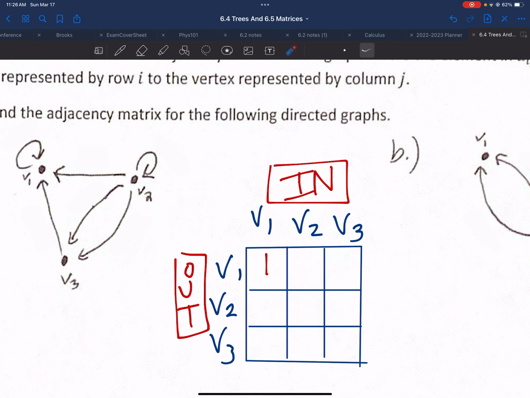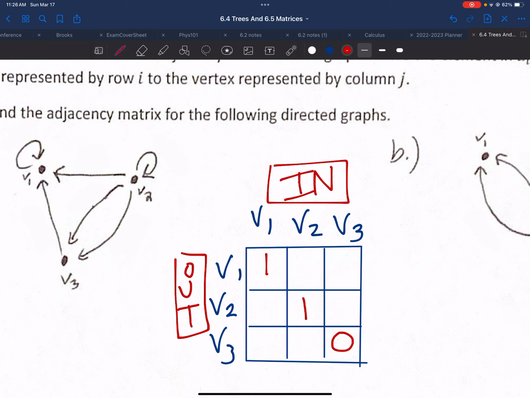So let's take a look at vertex 2. Vertex 2 also has a loop there. So that means there's a 1 on V2, V2. And then I look at vertex 3 and there is not a loop there. So I'm going to put a 0 there. I always, for some reason, just do my diagonals first. It seems to make it a little bit cleaner.